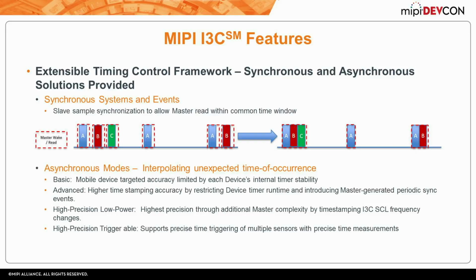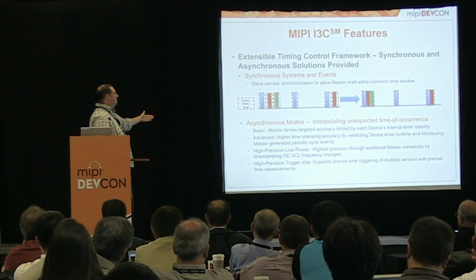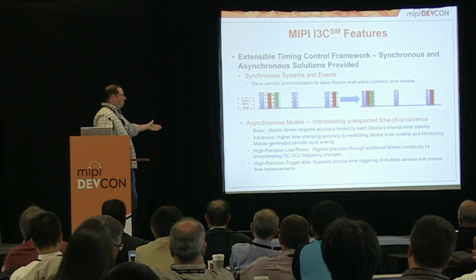Asynchronous modes, on the other hand, are for when events occur asynchronously in time. You don't know when it's going to happen, it just happens, and you need to be interrupted, and you need to be able to pinpoint when in time that event actually happened. There can be system latency in getting the interrupt and processing it in the master, and so we have 4 variations on that available, from a basic capability all the way to very high precision.